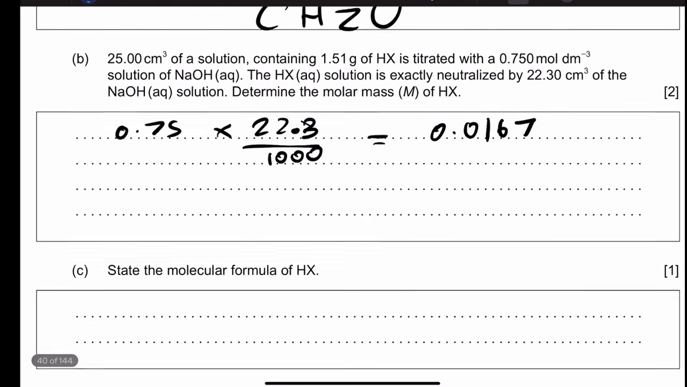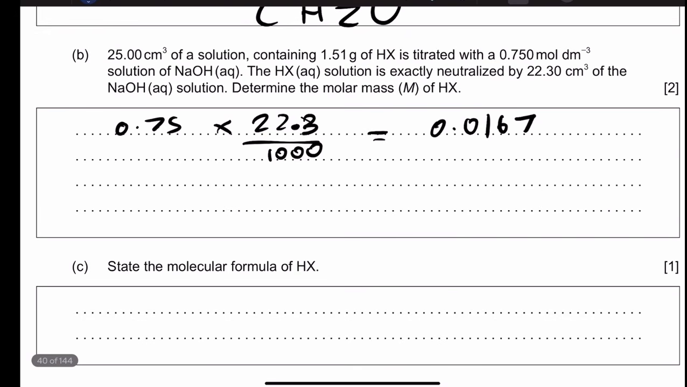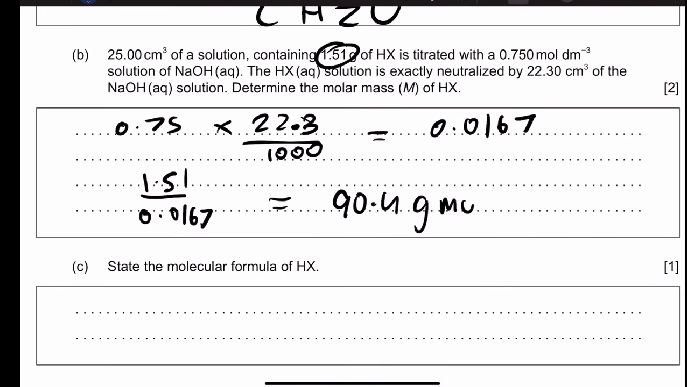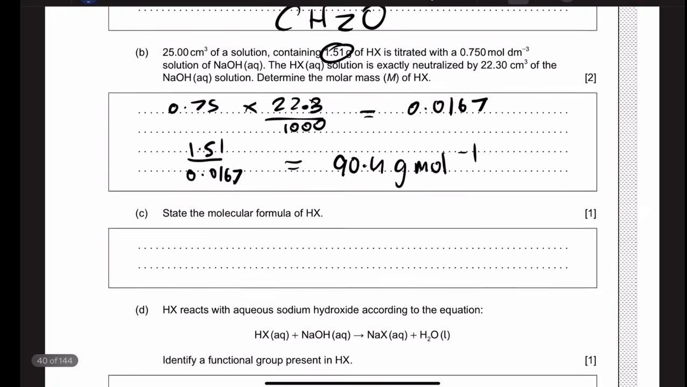0.0167 moles. Okay, and that's our moles, and then we have the mass of HX. So what do we do? We do mass 1.51 over the moles, 0.0167, and that gives us a molar mass of 90.4 grams per mole. Lovely.